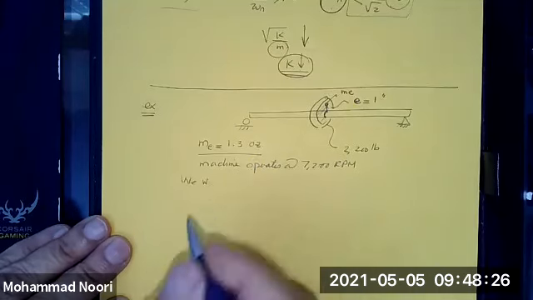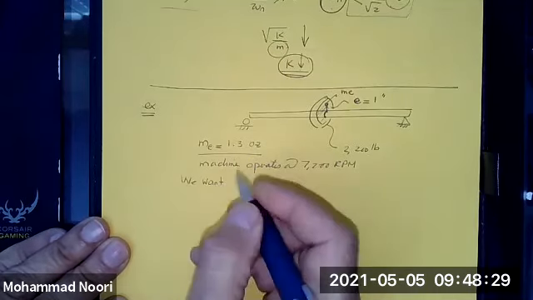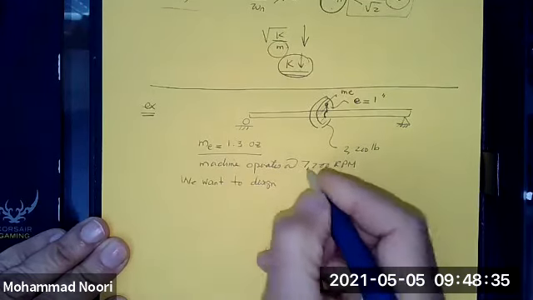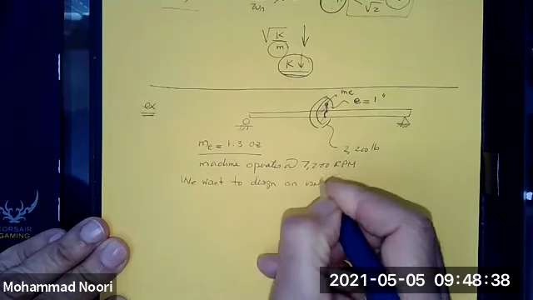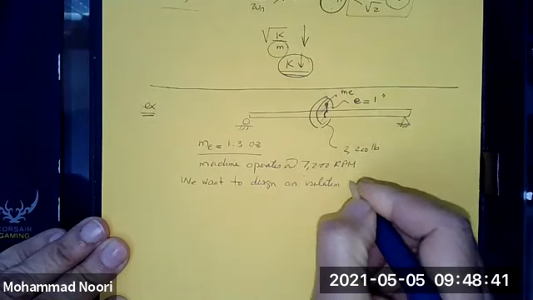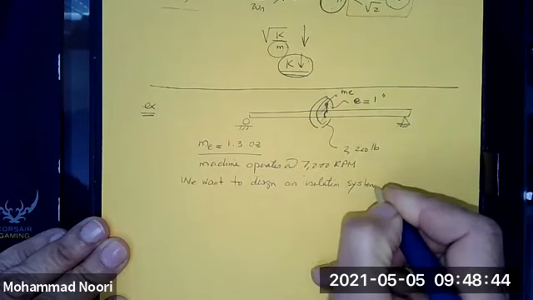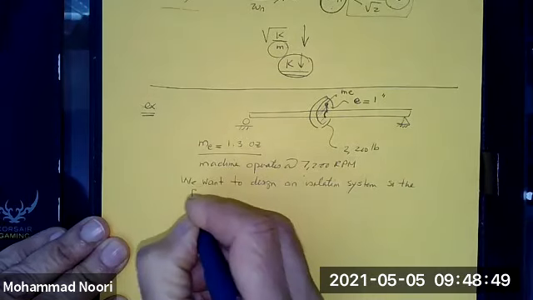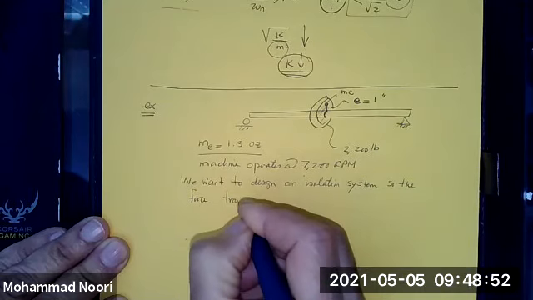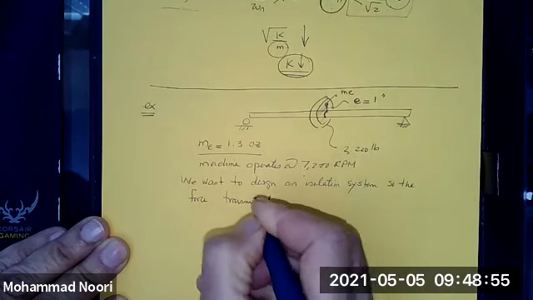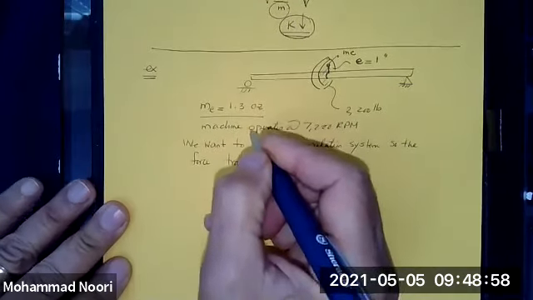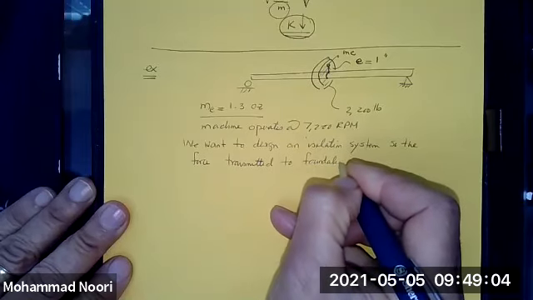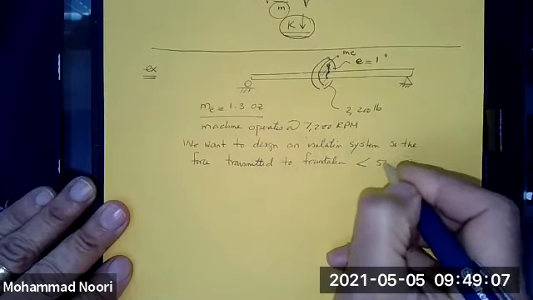So what we want to design is an isolation system so that the force transmitted to the foundation is less than 50 pounds.